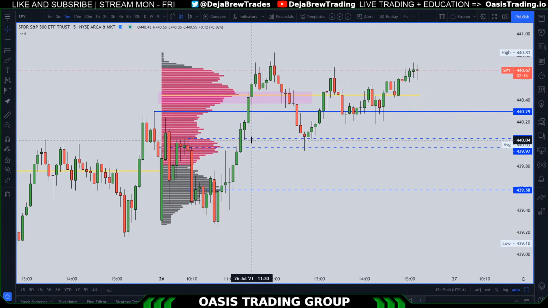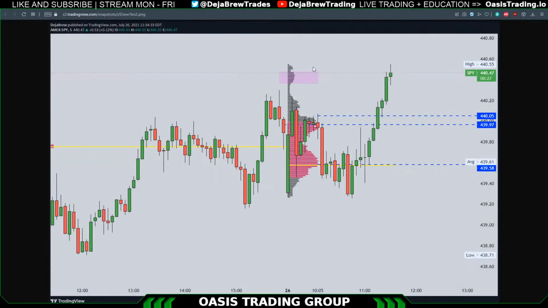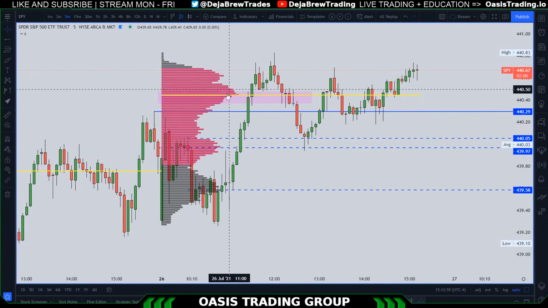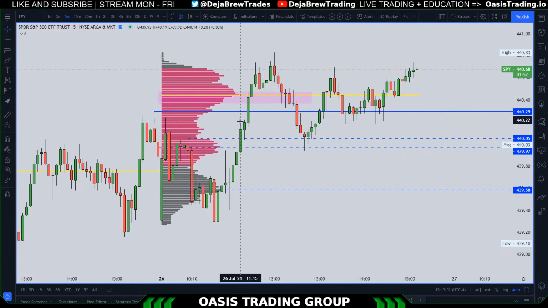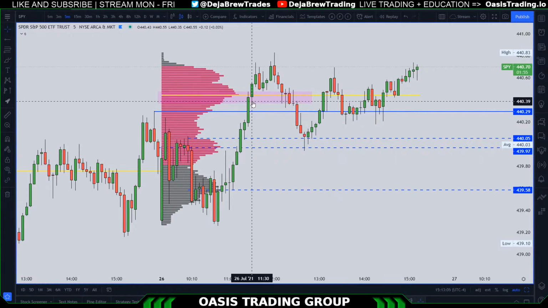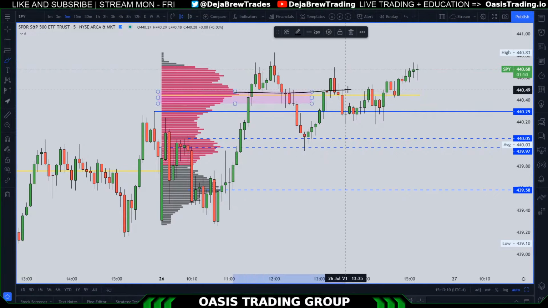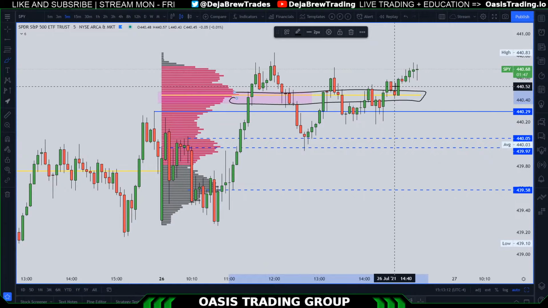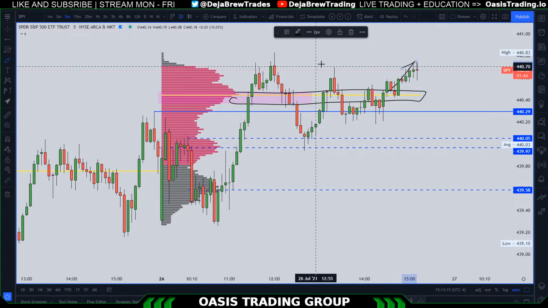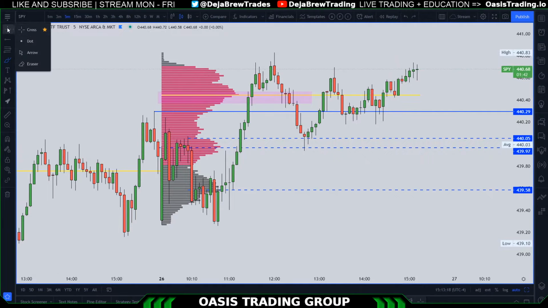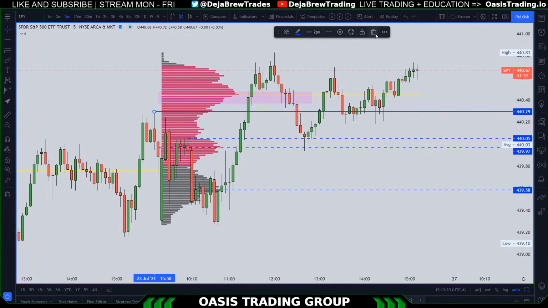And notice how this little pink box here, let me go back to when I first called this out. This is what it looked like when we first called it out. That was like the initial value that it was finding after the breakout, right? Now look at what it looks like. Now it's the POC. So that initial level that was finding value ended up being the most important level of the entire day. Because now it's the POC, and now we're kind of breaking away from the POC. So we're getting pretty bullish here. All right. So we can actually get rid of this gap. It's no longer a gap.